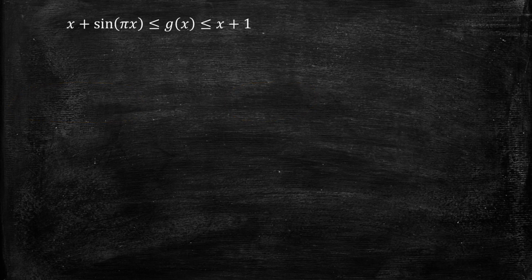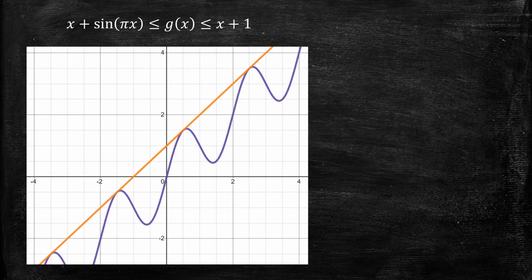So let's end with the visual. Here is g of x and the way in which it's bounded again. So here we have the 2 functions. So this is y equals x plus 1, the upper function, and this is y equals x plus sine pi x. And we don't know what g does exactly, but we do know that it's bounded between here and here. So every once in a while, it has to converge with the other 2.